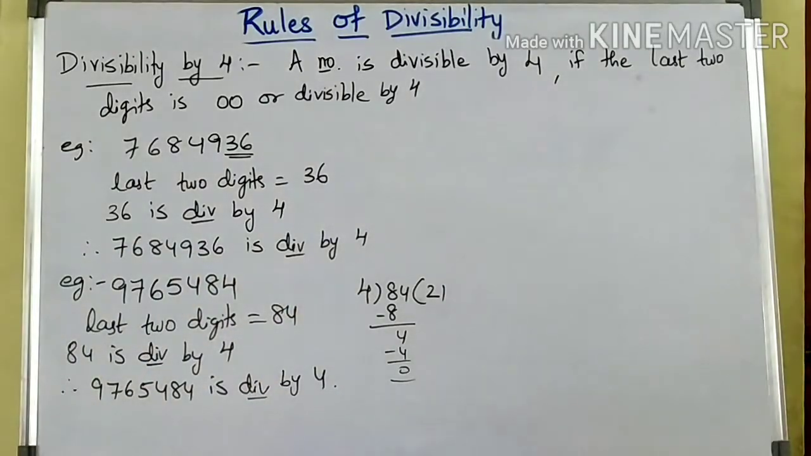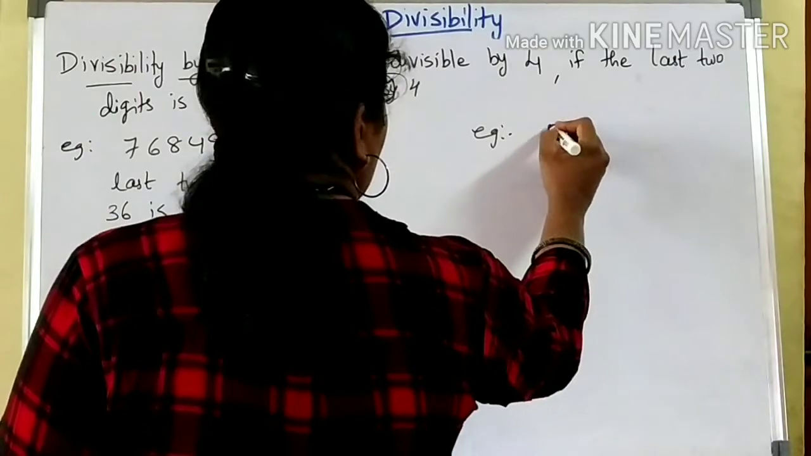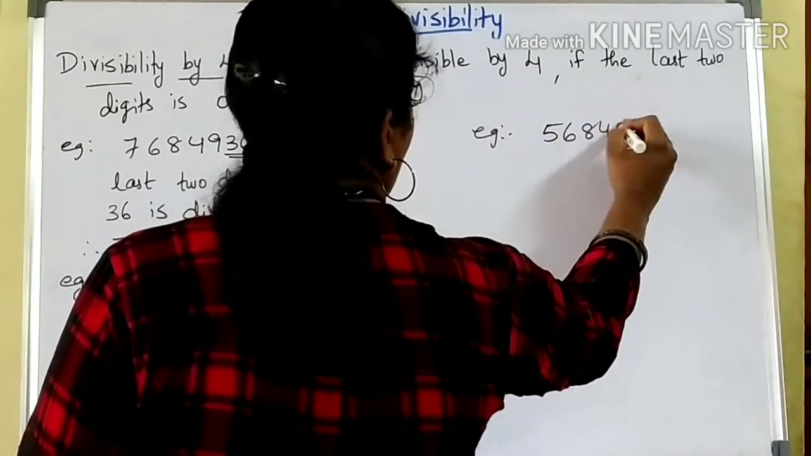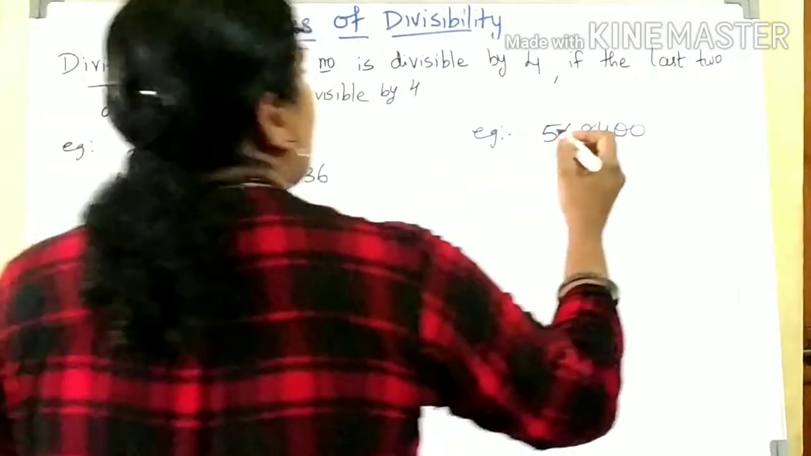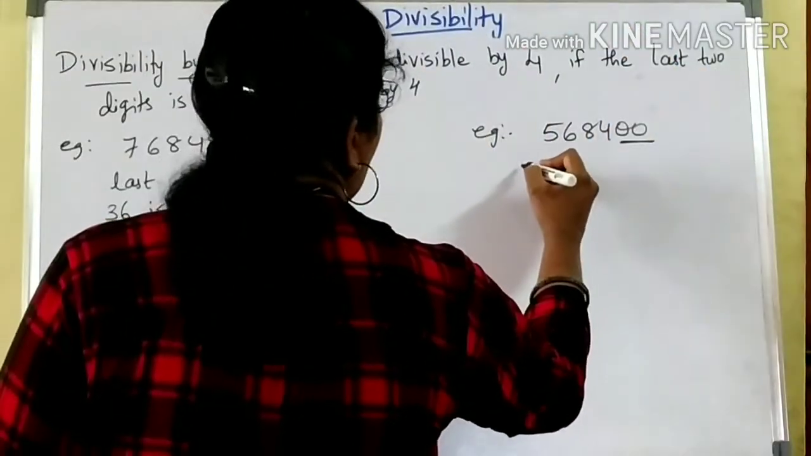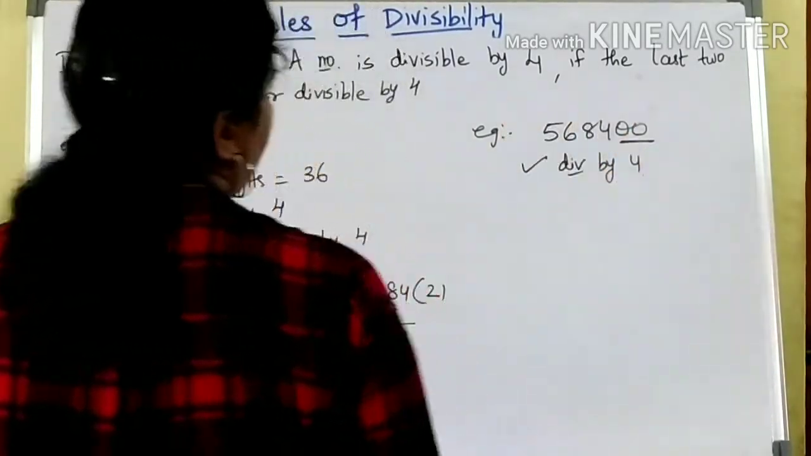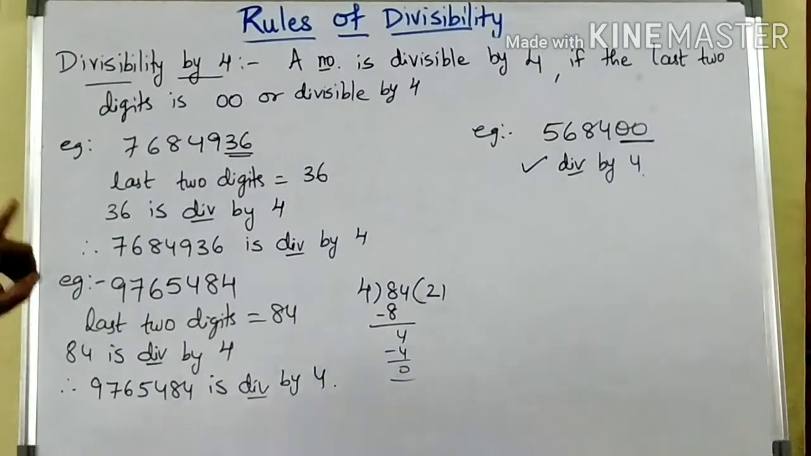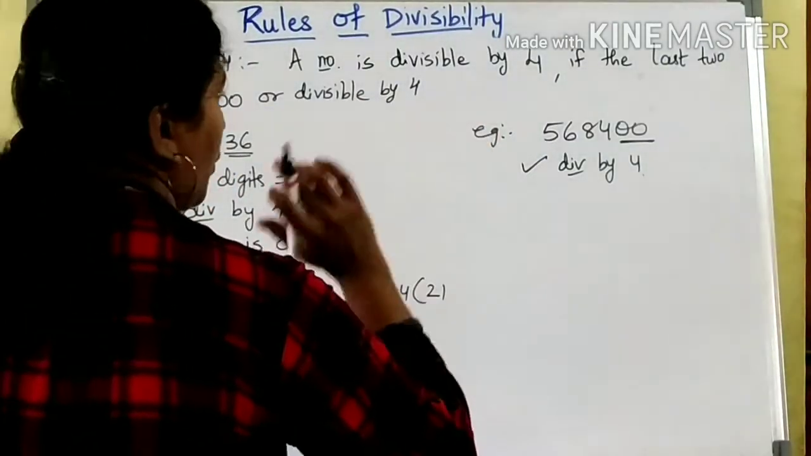Now if I see another example, children. What are the last two digits here? 0 0. If the last two digits are 0 0, we can say that it is divisible by 4. If the tens digit and ones digit are 0, then we can say that the number is divisible by 4, right?